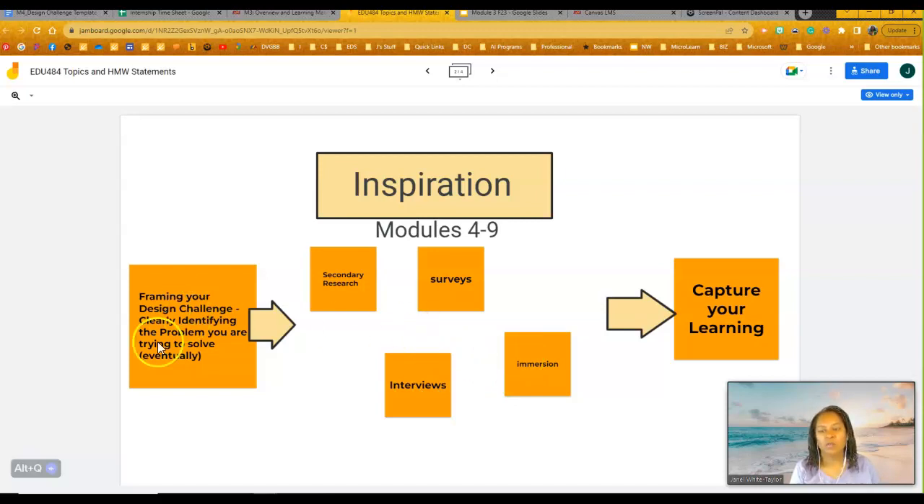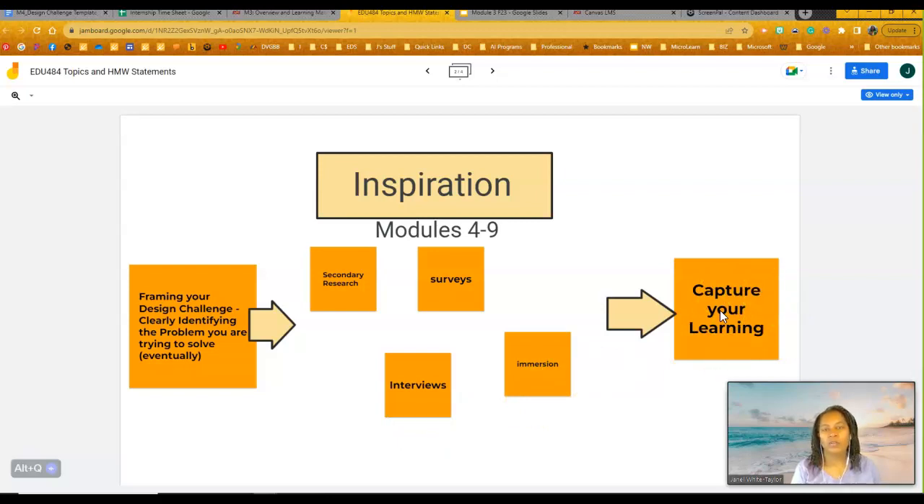So again, modules 1 and 2, we start here, framing, figuring out. Module 3, we move forward with the design challenge. So we're in this area. As we finish this area in Module 4, in Module 9 we're going to come into capture your learning and figure out what does that mean?